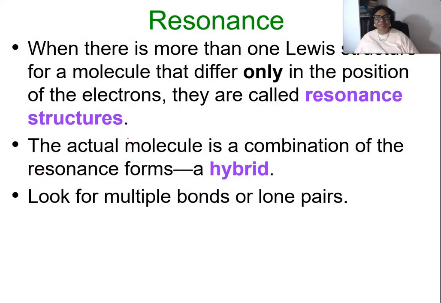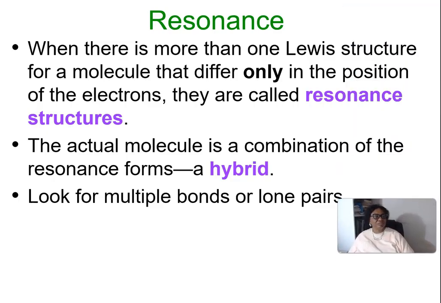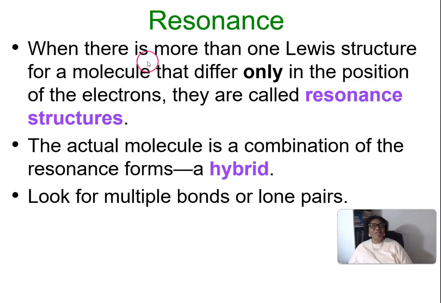Resonance. When there is more than one Lewis structure for a molecule that differ only in the position of the electrons, they are called resonance structures. The actual molecule is a combination of the resonance forms, which we call the hybrid. Look for multiple bonds or lone pairs of electrons.